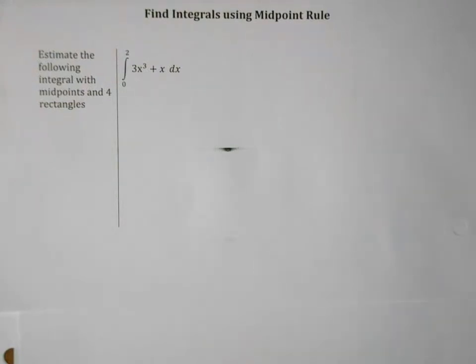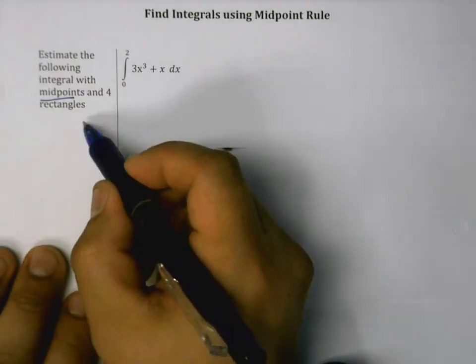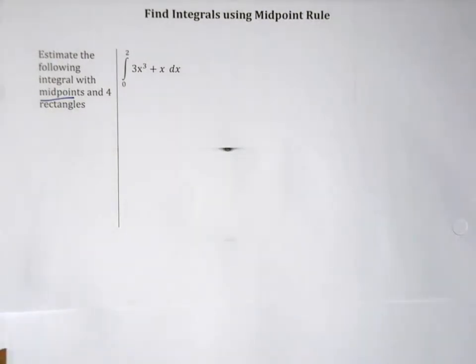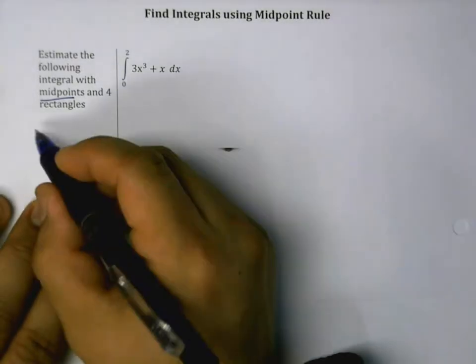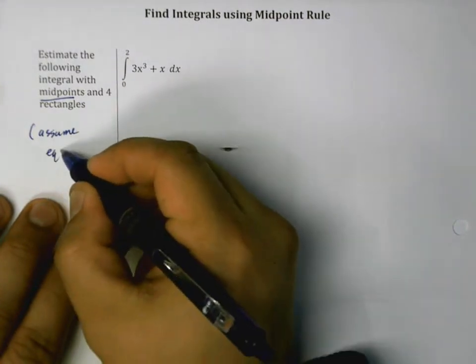Hello students, and welcome to this lesson on estimating integrals using midpoints. There's not much to this if you are already familiar with LRAM, RRAM, and the trapezoidal rule. The thing that's a little bit different is we're going to use midpoints, and in this particular case we're asked to use 4 rectangles. Since it doesn't say which particular ones, we'll assume equal sizes.